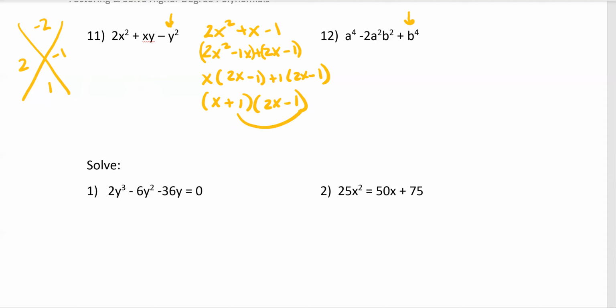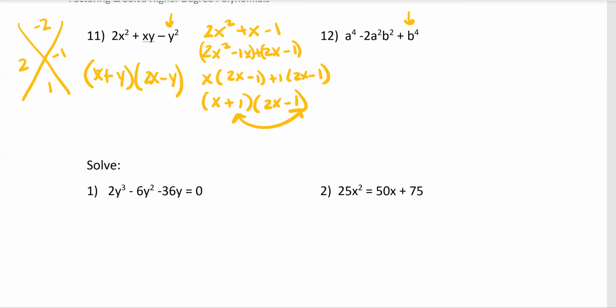So when you multiply the last, we get -1, but we need a negative y squared, and in the middle term, we need a positive xy. So we can apply this same pattern, and we would have (x plus 1y) times (2x minus y). And that's the answer. Your teacher might have another way of explaining this, so be sure to ask.